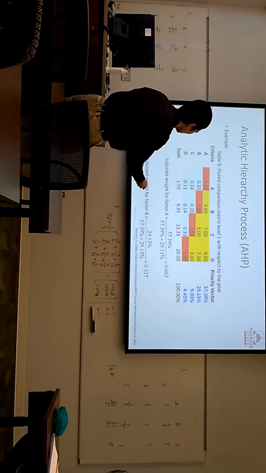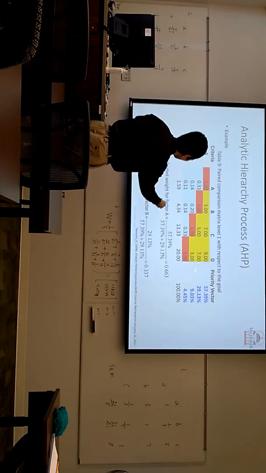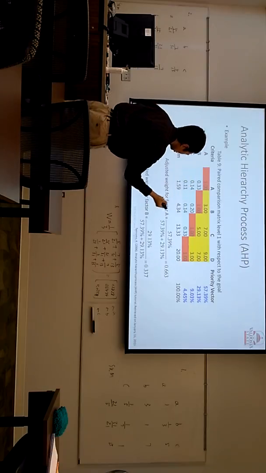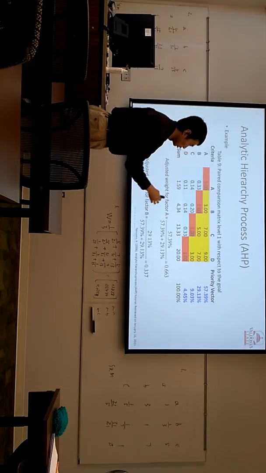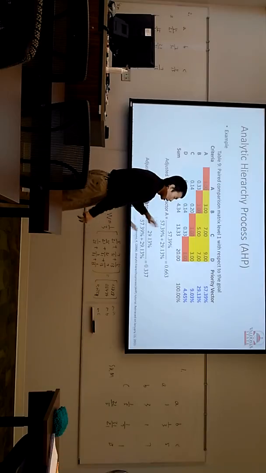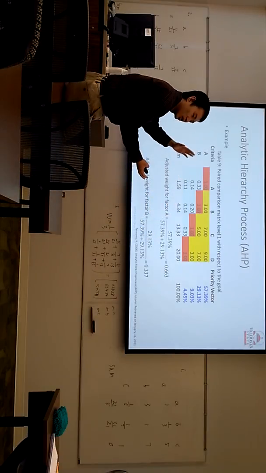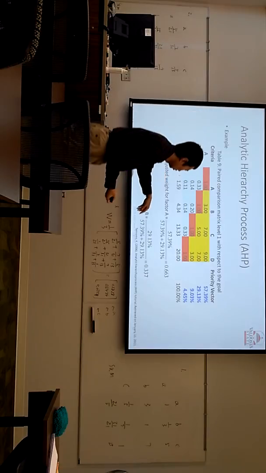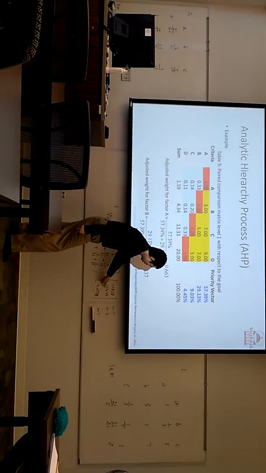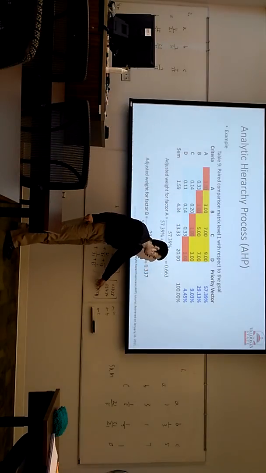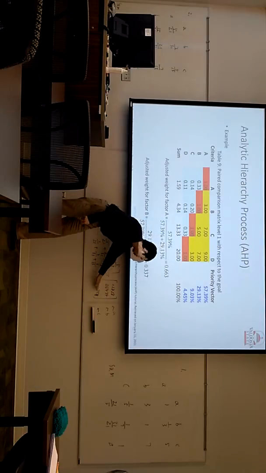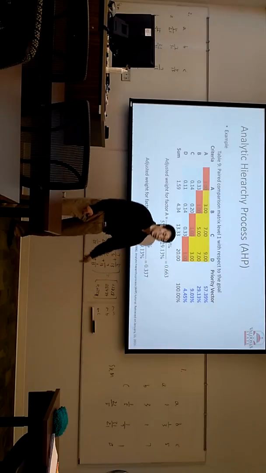We can do the same thing for C and D, but because they're not that important, sometimes, if the difference is really big, if one value is 0.64 against 0.07 something, in most cases we can ignore this one. We don't have to do the calculation for this one.